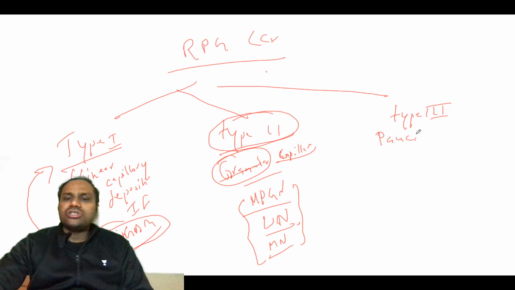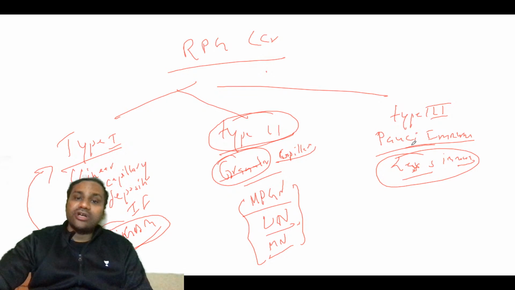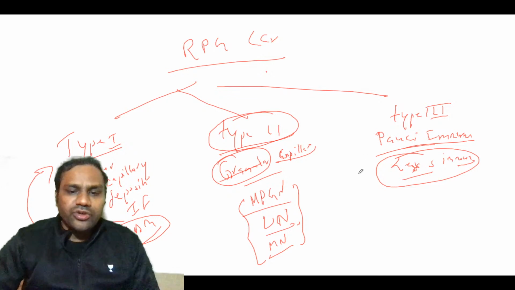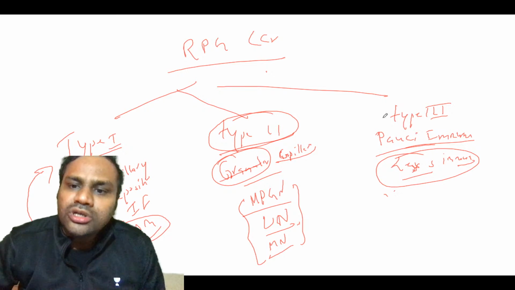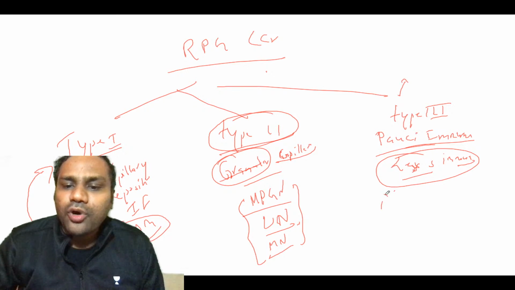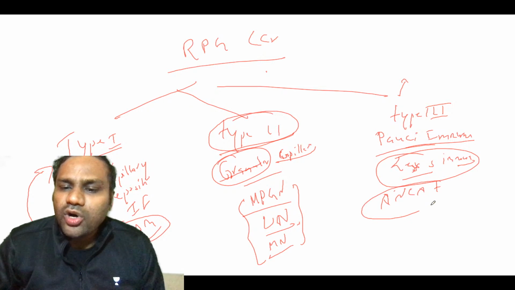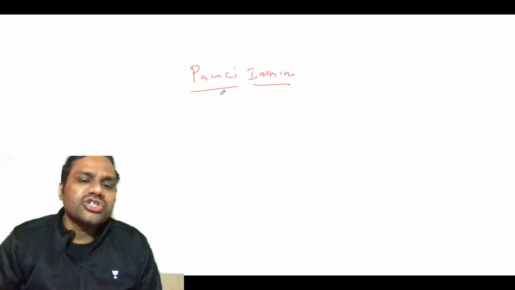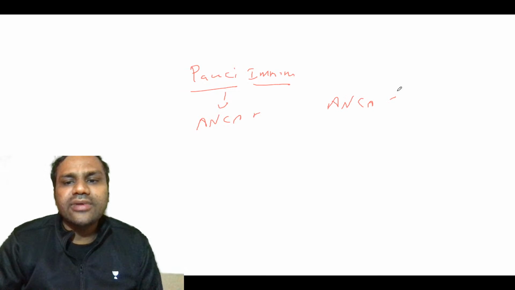Type 3 are pauci-immune, that is, they have very little immune deposition. This pauci-immune group is again classified into ANCA positive and ANCA negative.